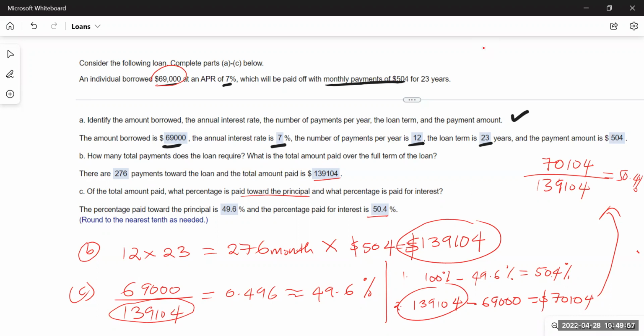So really, that's a lot of money, right? That's basically how you look at this particular question. Let me know if you have any further questions on this. Thank you.